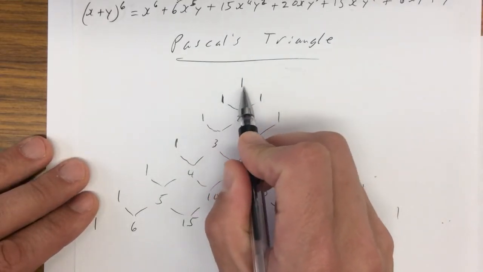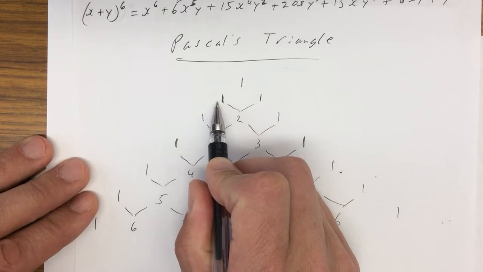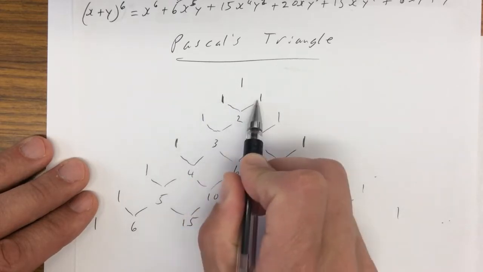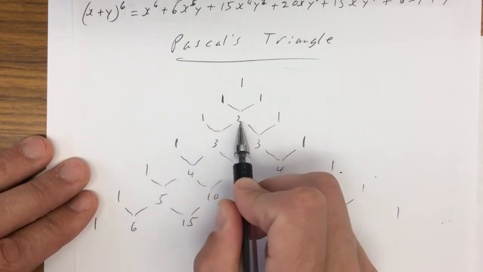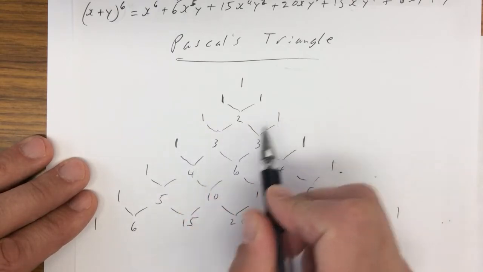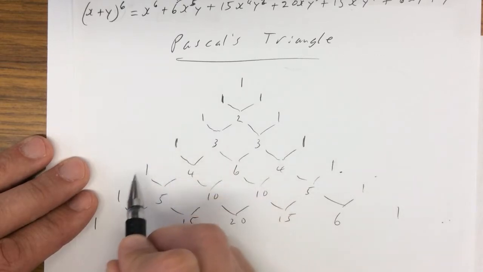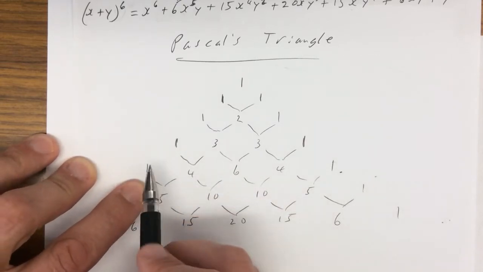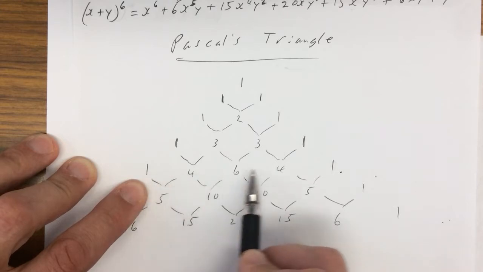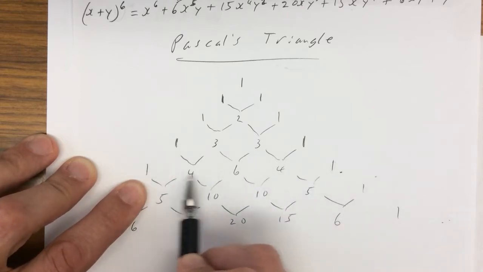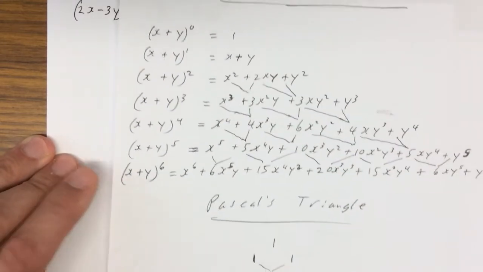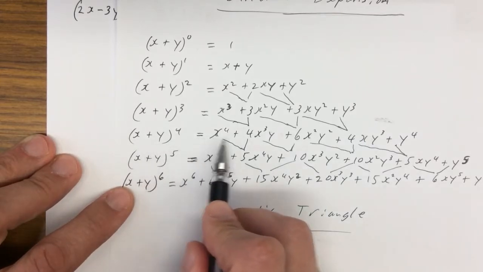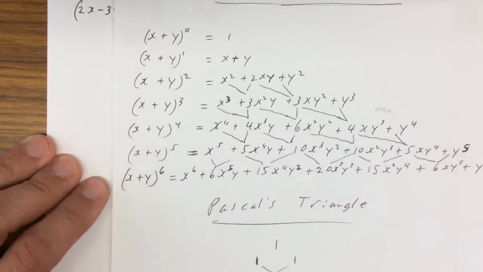So this is when the exponent is 0. This is when the exponent is 1. The coefficients are x plus y, 1 and 1. Then the exponent is 2. It's x squared plus 2xy plus y squared. This is when the exponents are 3, and this is when the exponents are 4. So in this row here, these are the coefficients of the terms in the binomial expansion of x plus y to the 4. Okay, so you can see here, x plus y to the 4, 1, 4, 6, 4, 1.